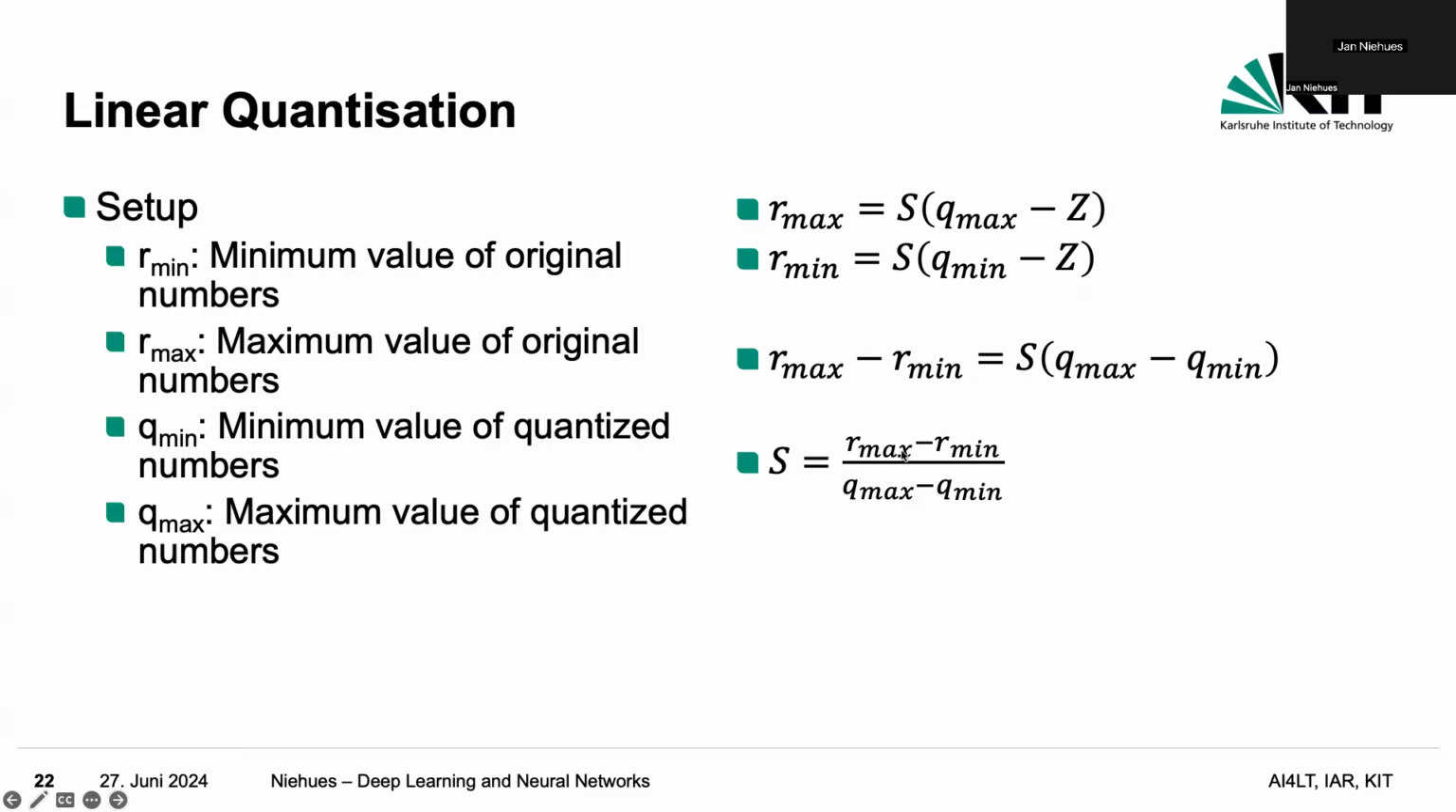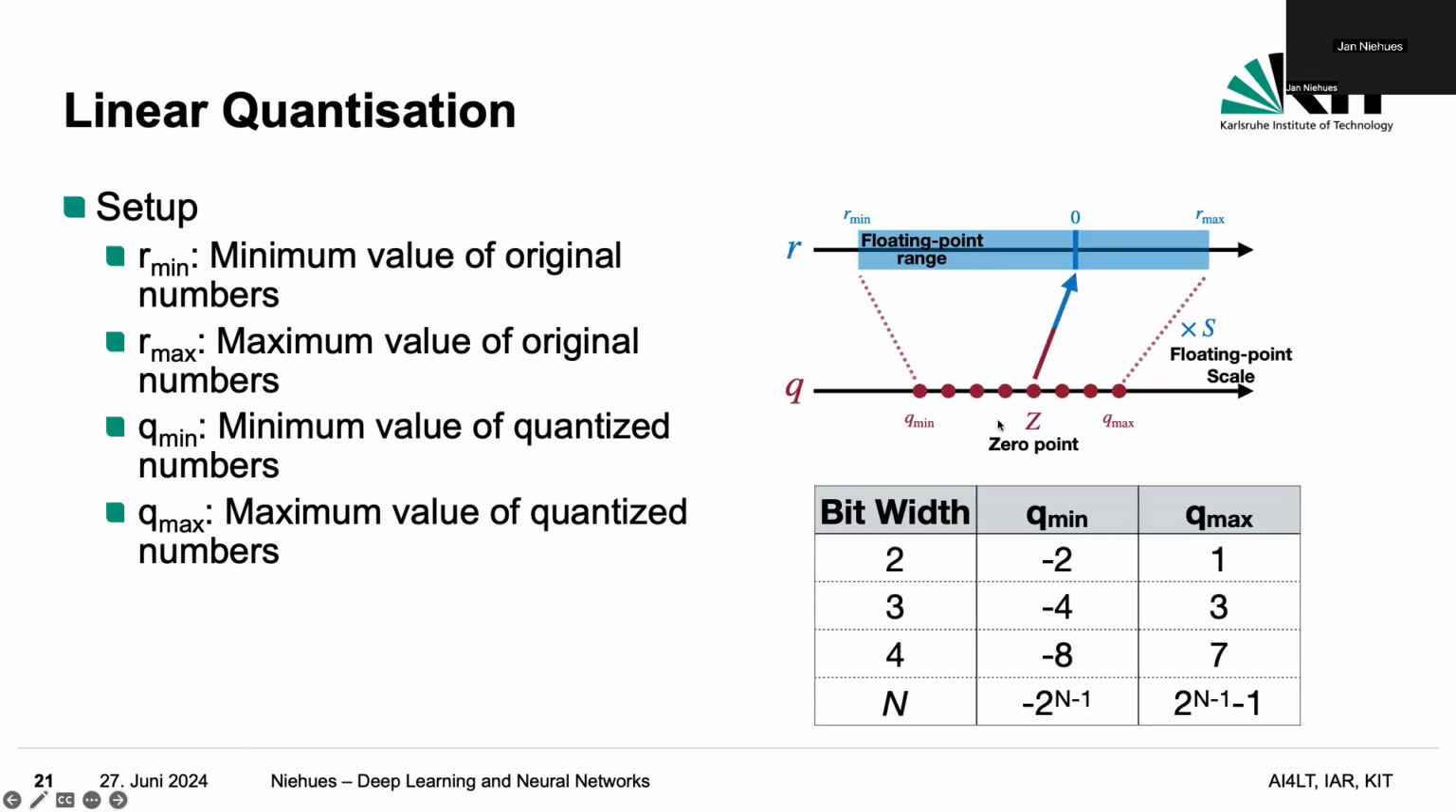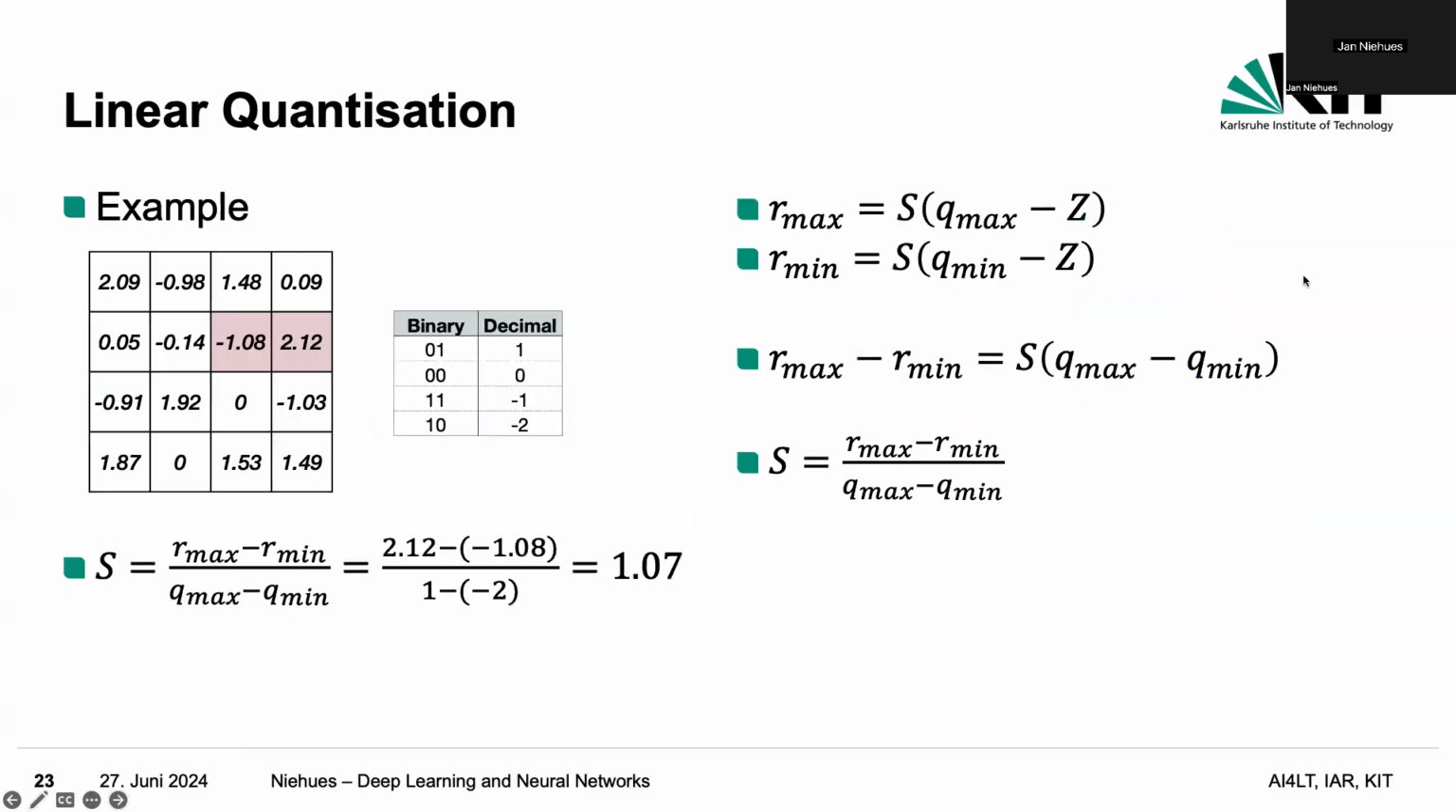The scaling factor should depend, on the one hand, on how big this size is. If this is very small, you have to scale larger. If this is very big, then you have to scale less. And it depends on the range that you want to cover. If this is very big, you have a large scaling number, and the other way around. So in our case, for example, if we have numbers between 2.12 and minus 1.08, and we have a binary representation here, so the numbers are between minus 2 and 1, our scaling factor is 1.07.